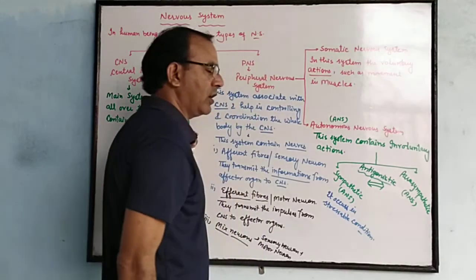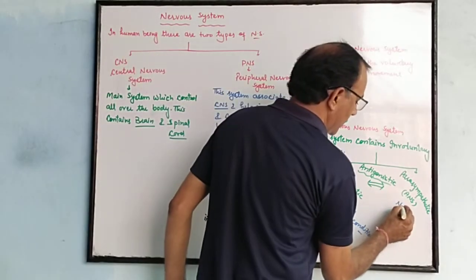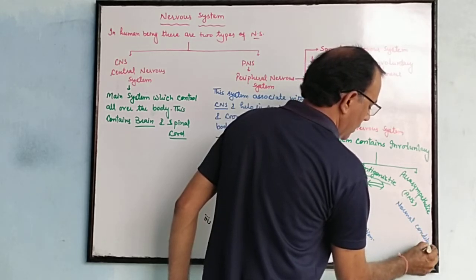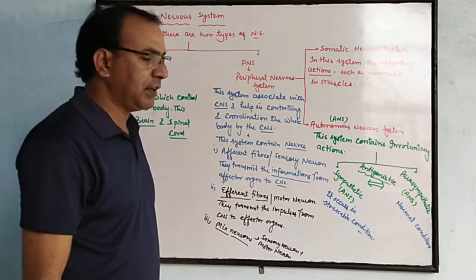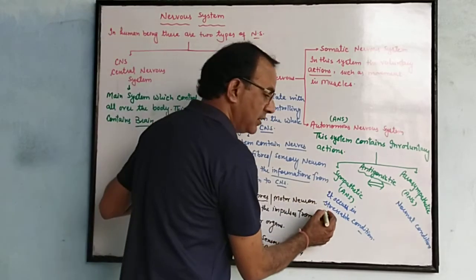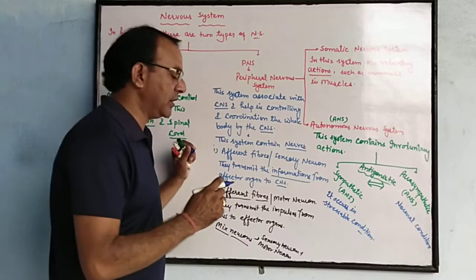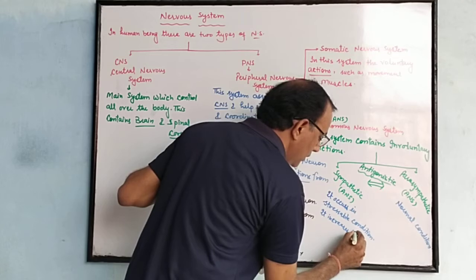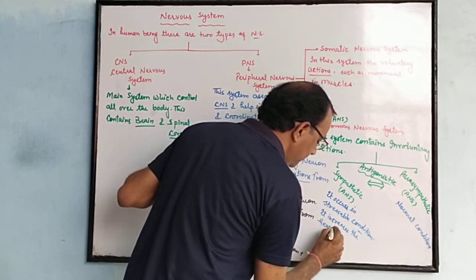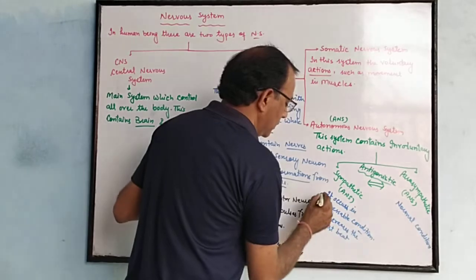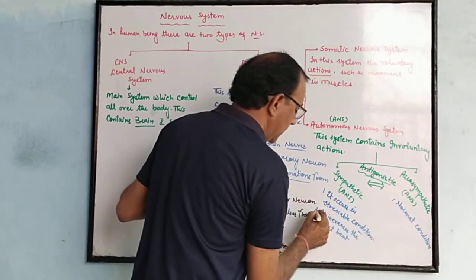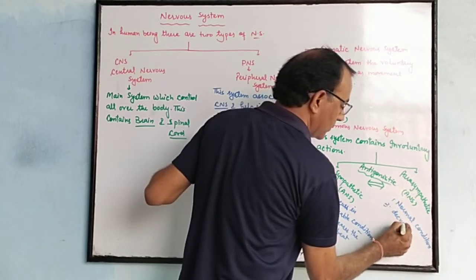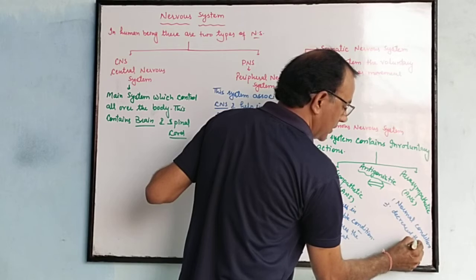And parasympathetic occurred in normal condition. Due to the sympathetic autonomous nervous system, it increases or escalates the heartbeat. This is the first one. Second, the parasympathetic decreases the heartbeat.